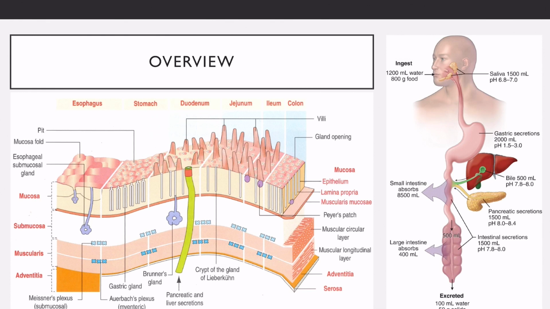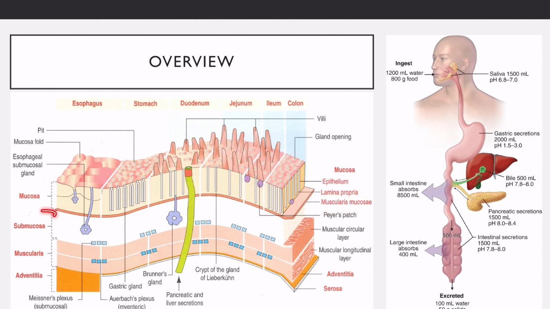However, the general structure of the walls of each organ can be broken down into 4 layers: the mucosa, the submucosa, the muscularis externa, and the adventitia or serosa. The mucosa is a mucous membrane that can be further subdivided into 3 layers: a lining epithelium, the type of which will depend on which organ we are in, the lamina propria, which is a layer of loose connective tissue, and the muscularis mucosa, which is a layer of smooth muscle.